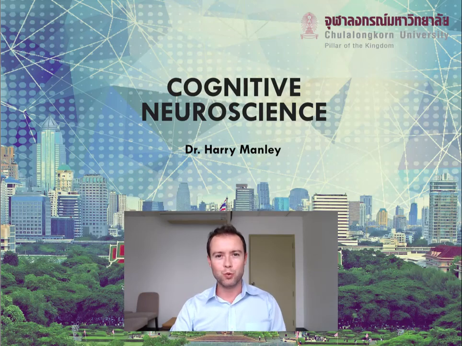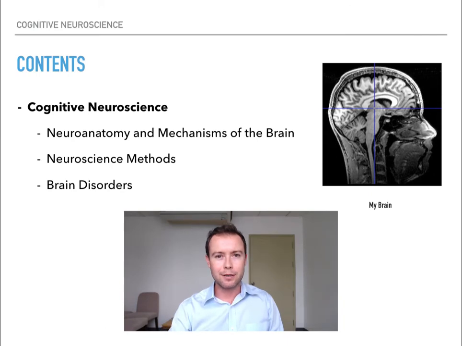Okay, welcome to week two's lecture on cognitive neuroscience. This week there are three main things that I would like to focus on. We're going to talk about some very basic neuroanatomy, so understanding the fact that we have different regions of the brain, and these different regions are often associated with unique or different functions.